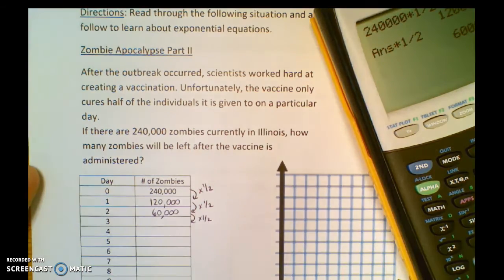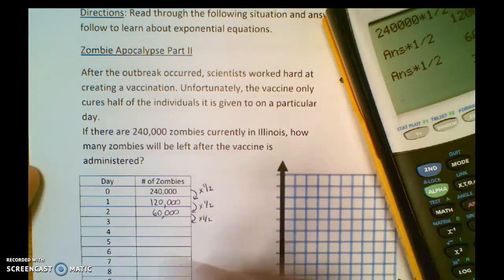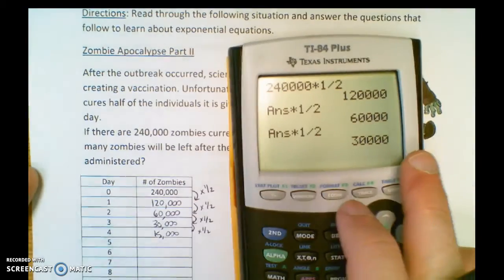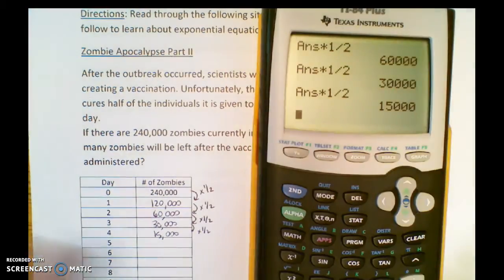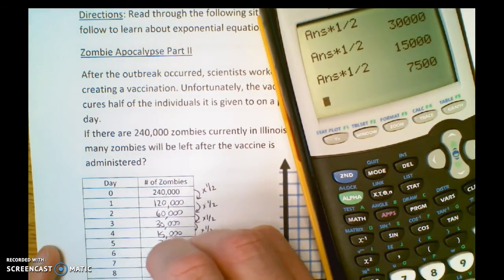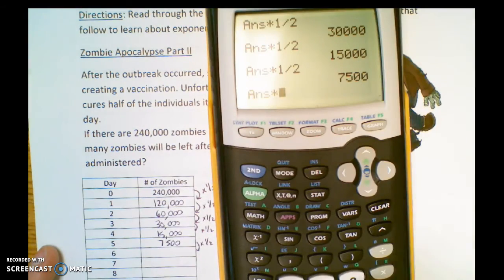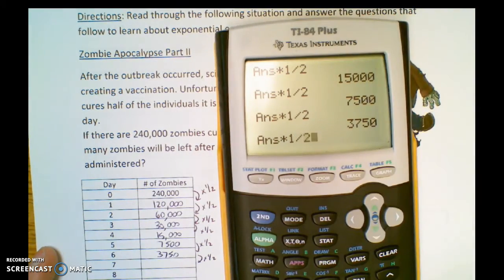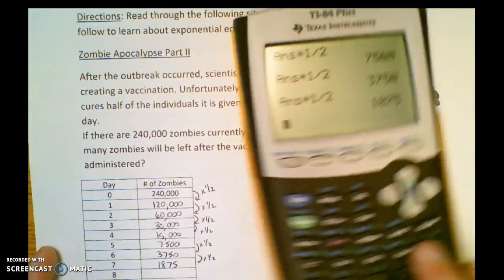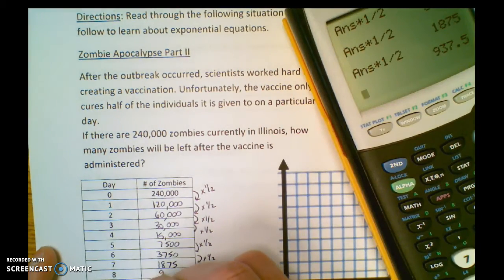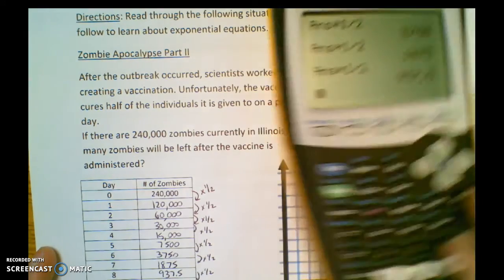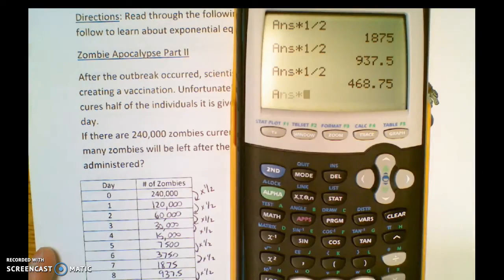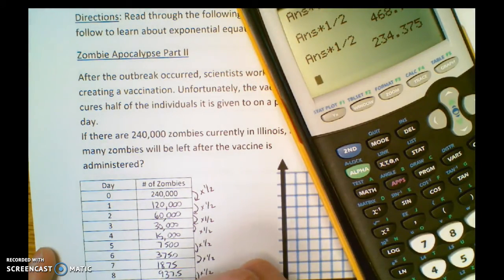Do it again. 30,000. 15,000. Then 7,500. 3,750. 1,875. 937.5. 468.75. And 234.375.